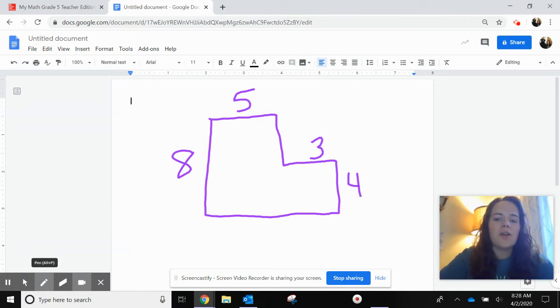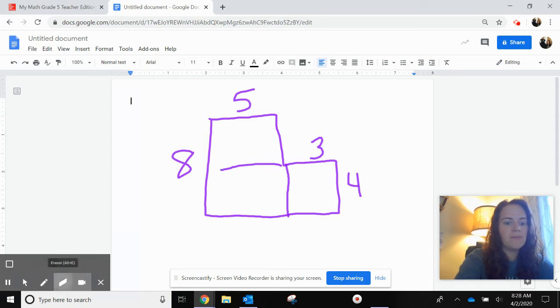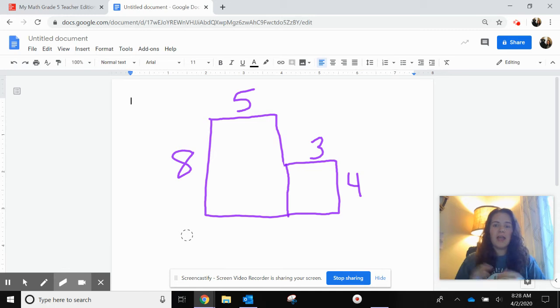So what if I gave you this figure and told you to find the area? What's the first thing that you would do? Hopefully you said you'd split it either here or across the other way. Either way you could do it. But we have to take this funky figure and split it apart into two separate rectangles.